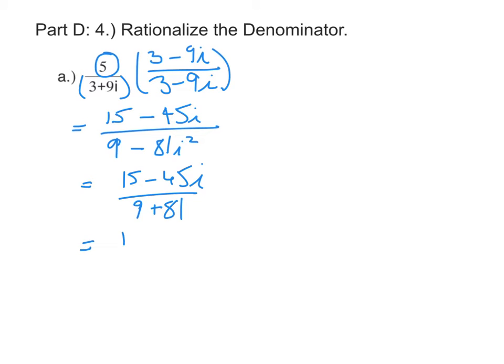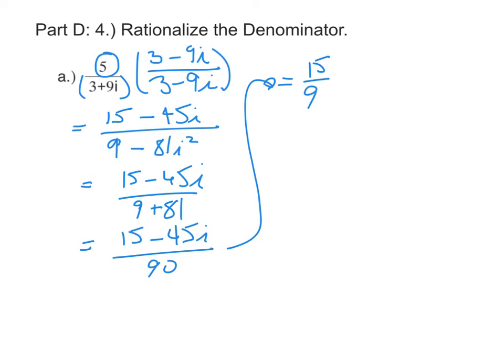So really we're looking at 15 minus 45i all over 90. Now if you can, you should simplify this, and we can. If I break this up into two fractions, we have 15 over 90 minus 45 over 90 i. 15 goes into 90 6 times, so that should be 1/6. And 45 goes into 90 twice, so that'd be 1/2 i.